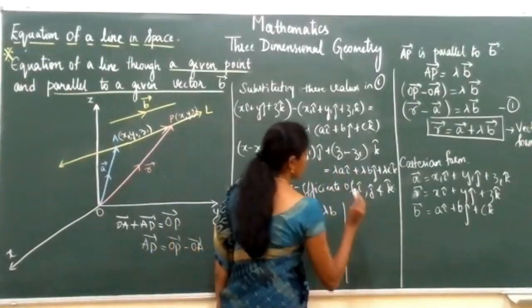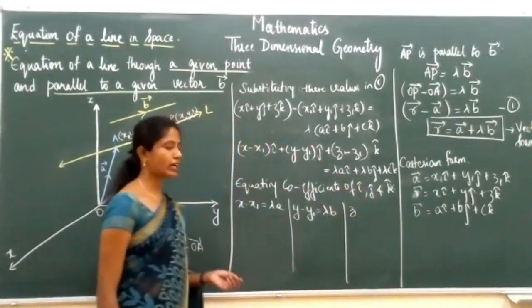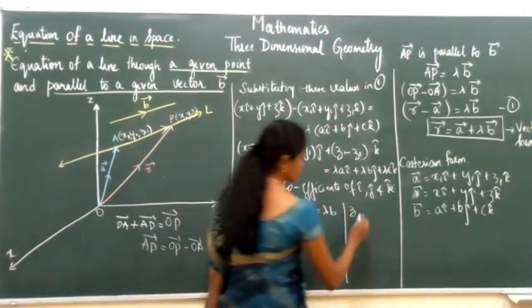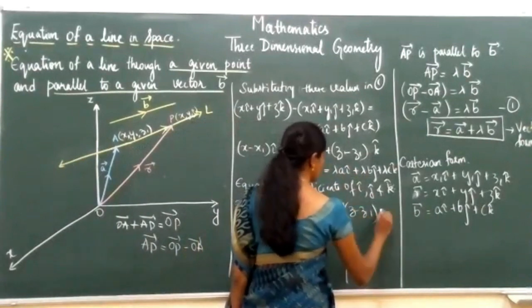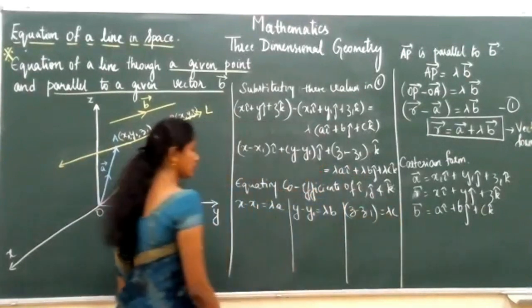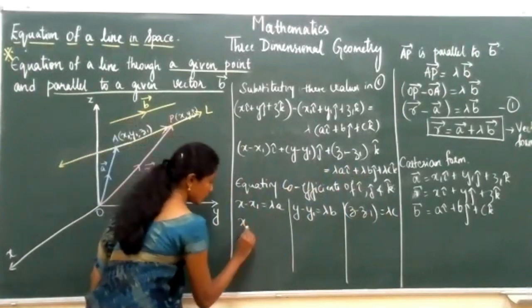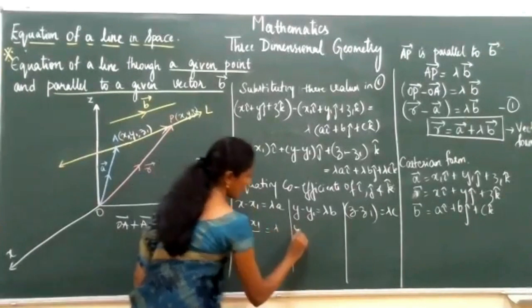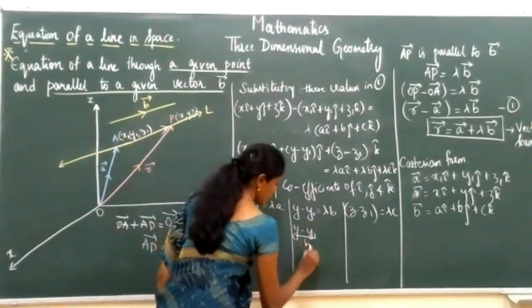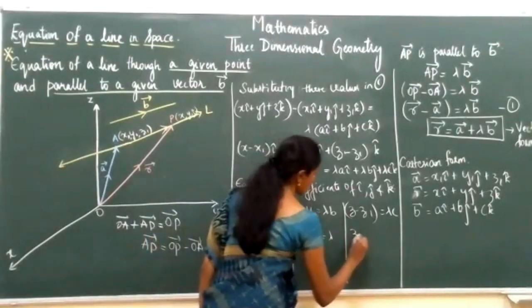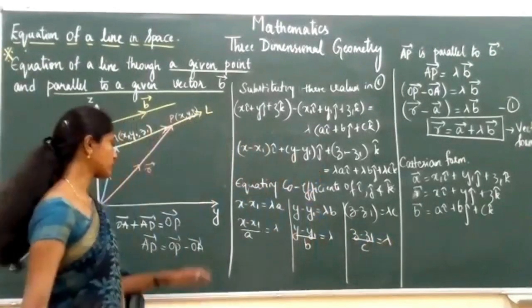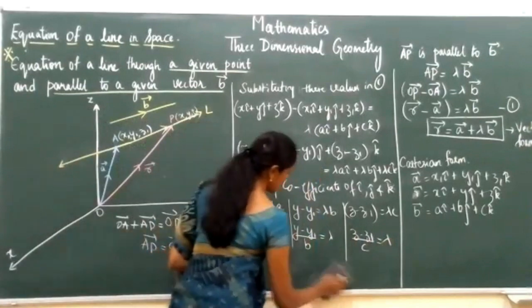And similarly, the coefficient of k cap on the left-hand side is z minus z1 and on the right-hand side is lambda times c. Z minus z1 is equal to lambda times c. Therefore, this can be written as (x minus x1) by a equal to lambda, (y minus y1) by b equal to lambda, (z minus z1) by c equal to lambda. You can see all three are equal to lambda.